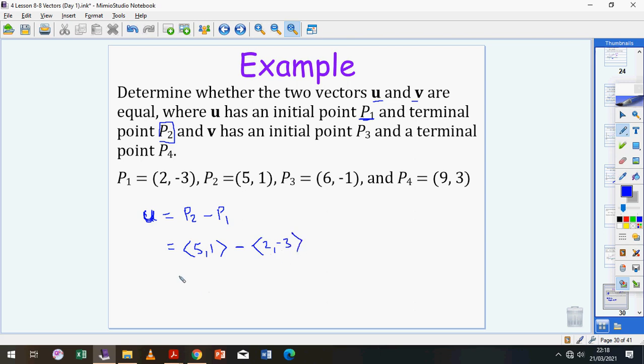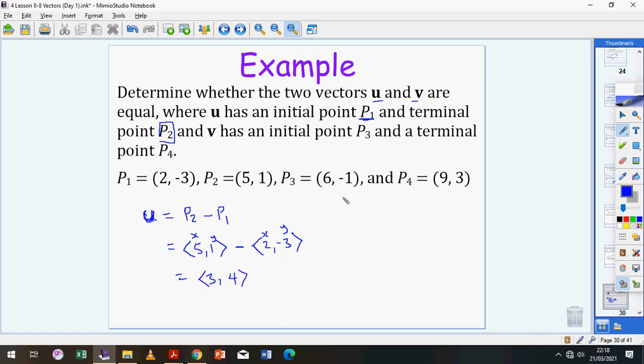When I'm subtracting, I subtract x coordinates together and y coordinates together. That's x and that's x. That's y and that's y. So 5 minus 2 is 3. 1 minus negative 3 is positive 4. So u's position vector is (3, 4).